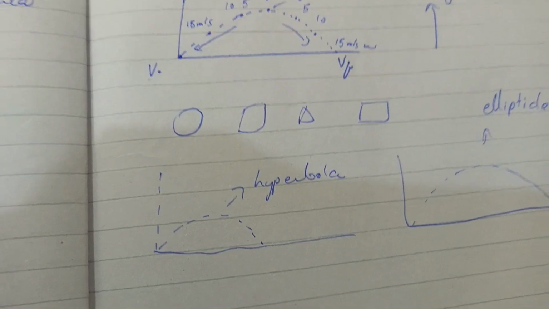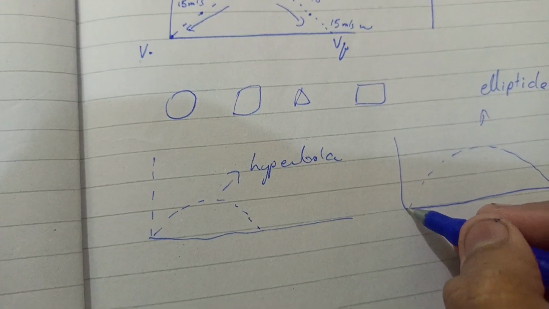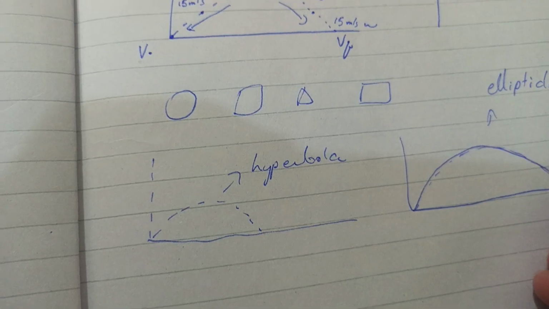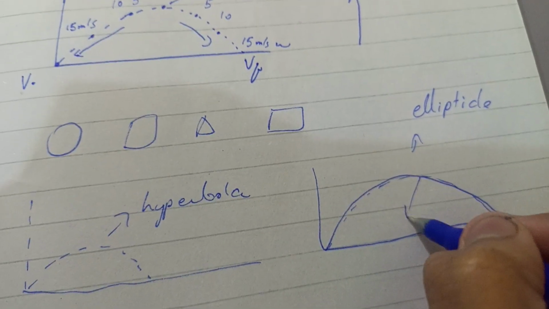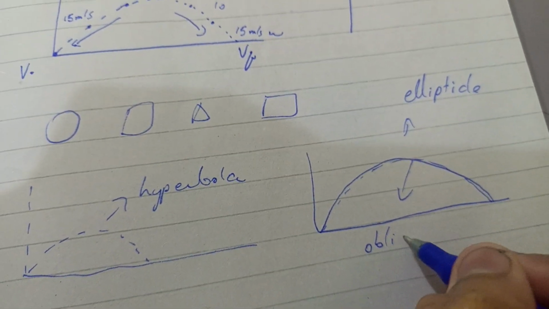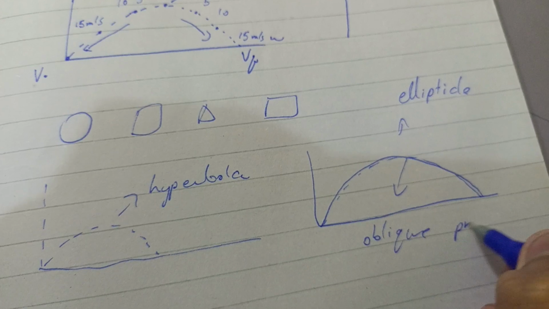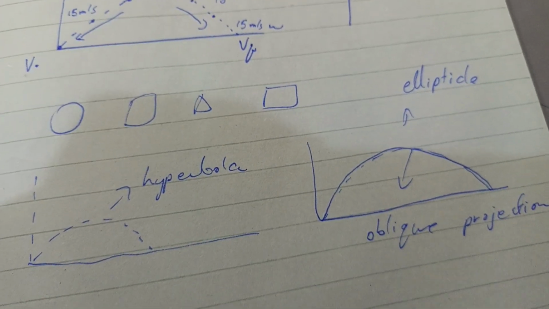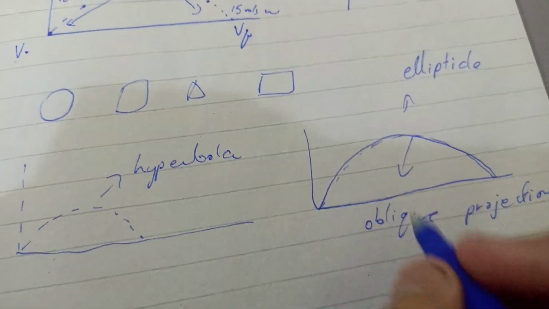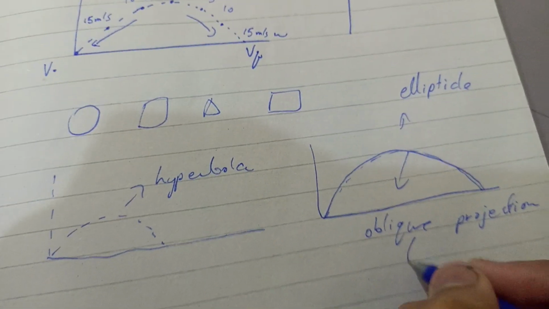Now the other thing is that, as you know, this is the path of the projectile motion. So what do we call this path? This path is called oblique projection. Remember one thing: you only say oblique projection when there is a theta angle.